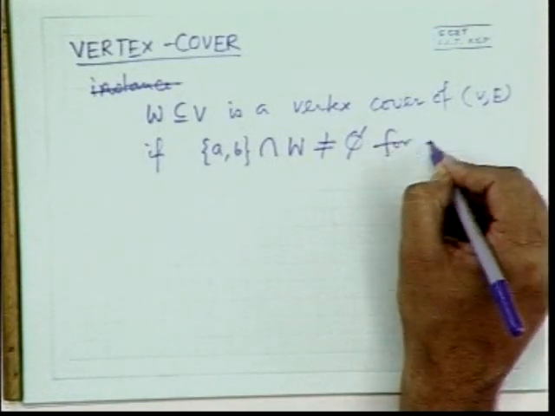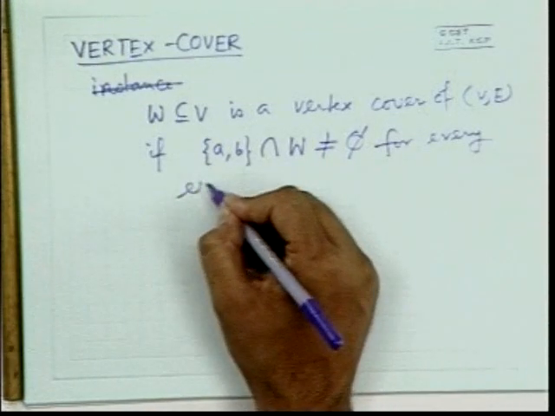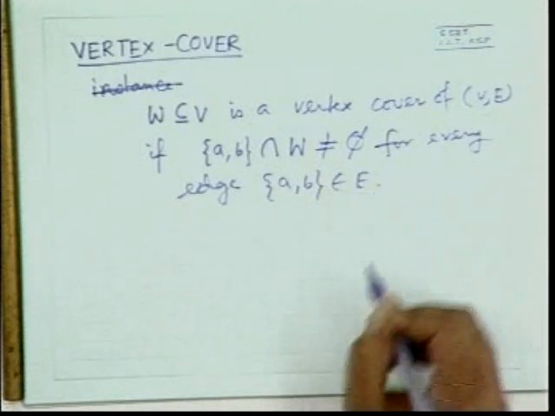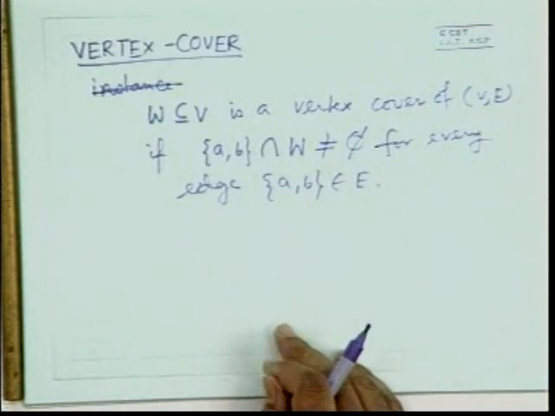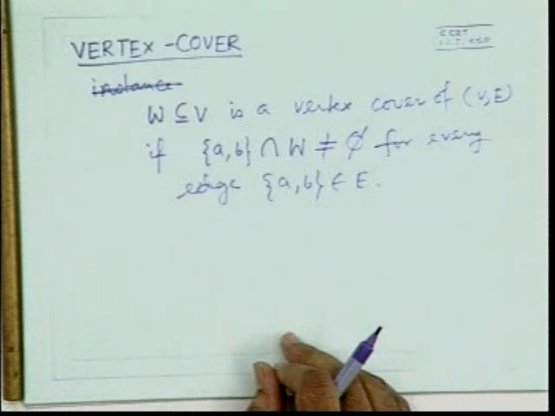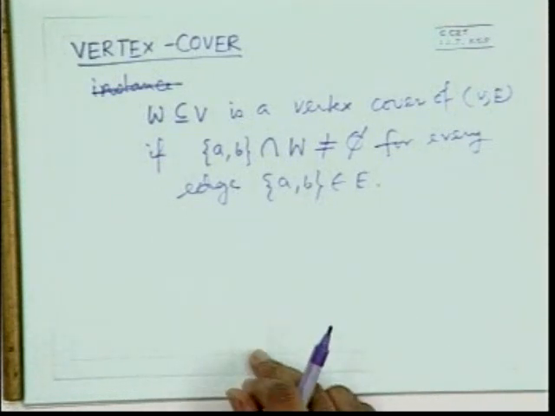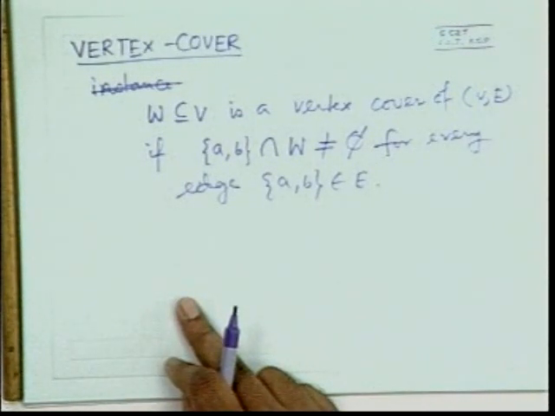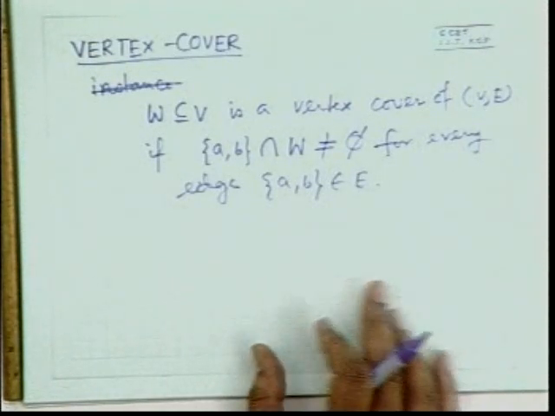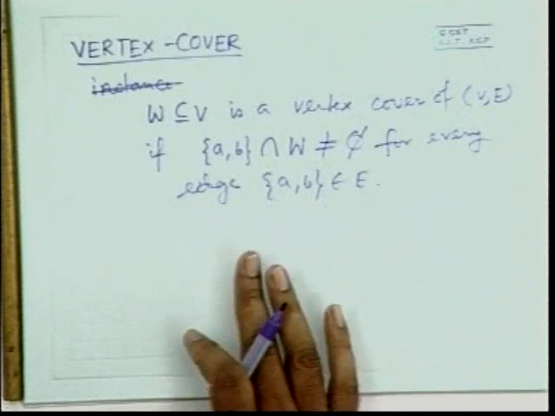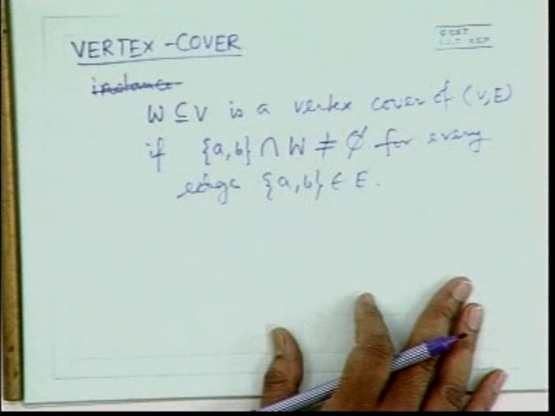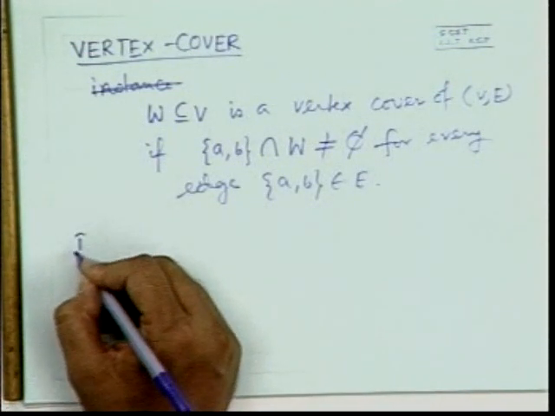So for every edge AB given in E, a set of vertices is called a vertex cover if all the edges of the graph have at least one vertex in that set. That is called a vertex cover. Why is it called vertex cover? Because as if this set of vertices is covering all the edges of the graph. It's touching all the edges of the graph. Okay. Then what is the instance of the problem?